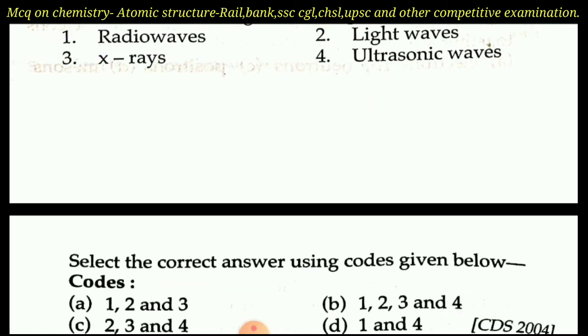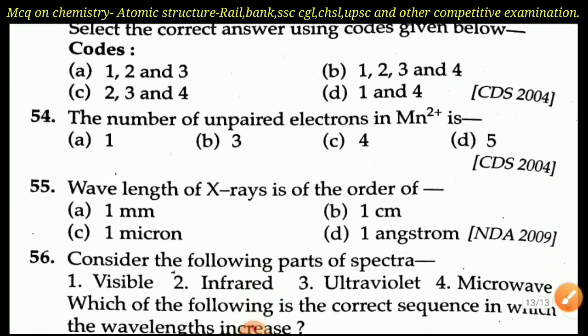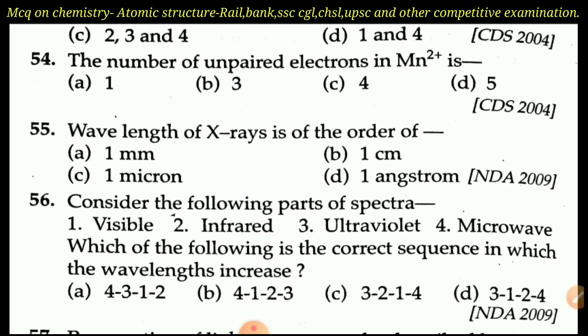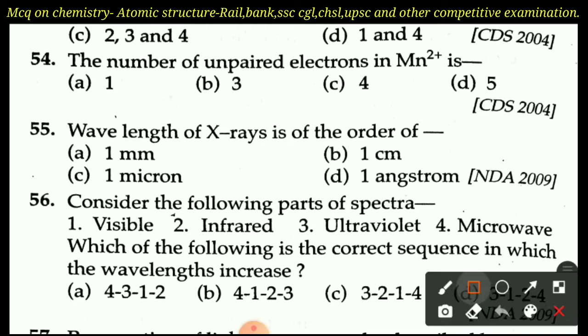Next question is question number 54. The number of unpaired electrons in Mn2+ is: option A, 1; option B, 3; option C, 4; option D, 5. The right answer of question 54 is option D, 5.